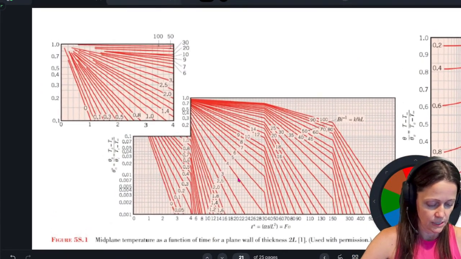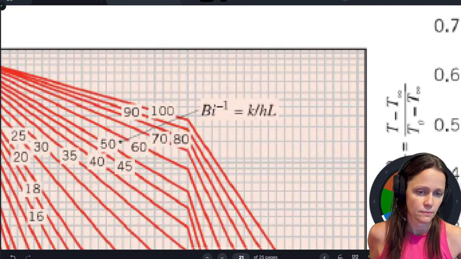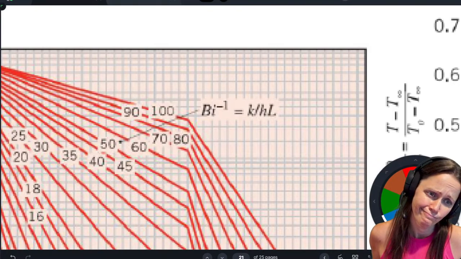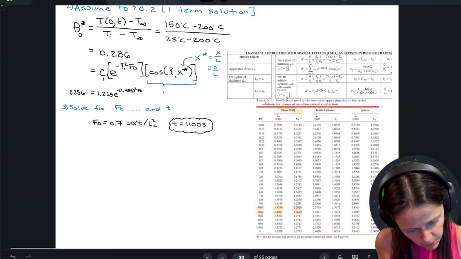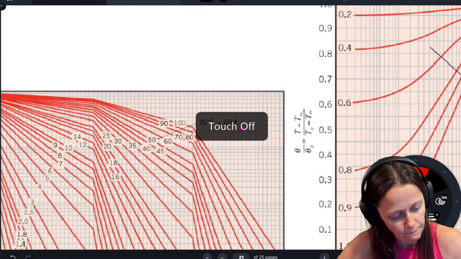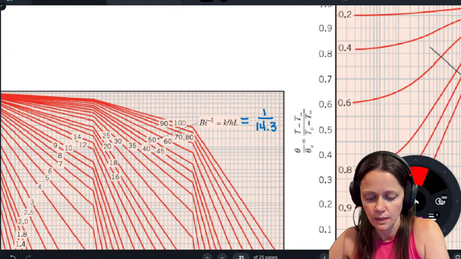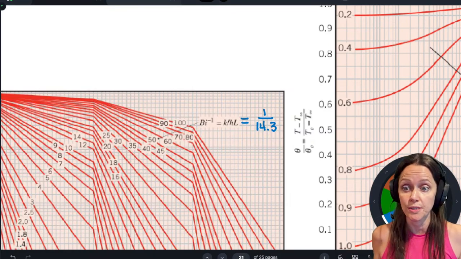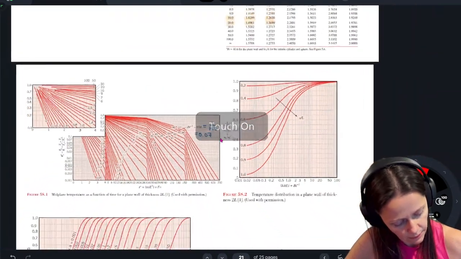So the only thing that I actually need is this table 5S1. So I knew what my Biot number was. My Biot number was the 14 number, so 14.3. So then this guy is going to be 1 over 14.3, which is, oh gosh, 0.07. Okay. And so now I'm going to be looking for a Fourier number.